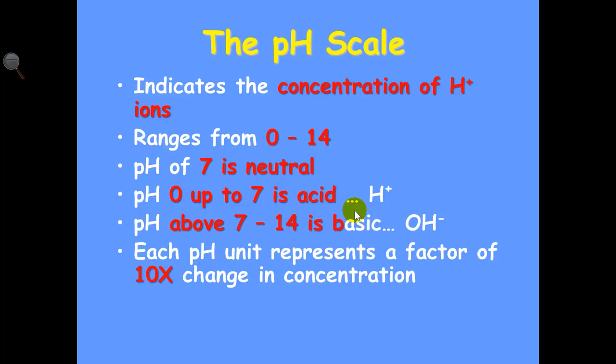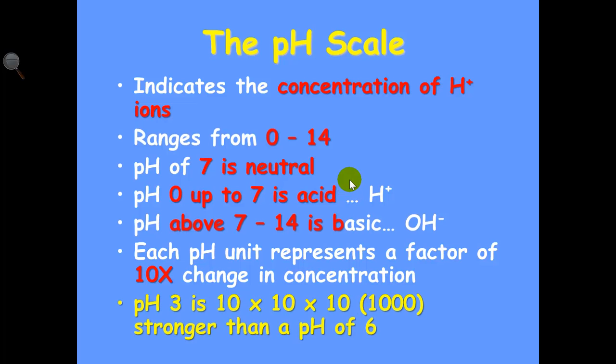All right. Each pH unit represents a factor of 10 times change in the concentration. So if something is a pH 3, it's 10 times 10 times 10, which is 1,000. So it's 1,000 times stronger than a pH of 6. If you have a pH of 6, you're 1,000 times weaker than a pH of 3. That means a pH of 3 is 1,000 times stronger than a pH of 6. Okay? So each time it increases or decreases by a factor of 10.